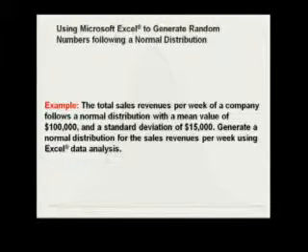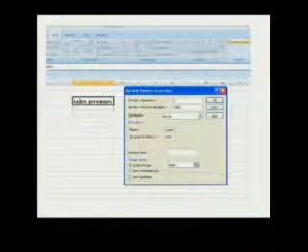The total sales revenue per week of a company follows a normal distribution with a mean value of 100,000 and a standard deviation of 15,000. And the question is: generate a normal distribution for this sales revenue per week using Excel data analysis. Let me go over the analysis in the slideshow first before we go to Excel. Keep in mind that your mu is 100,000 and your sigma is 15,000.